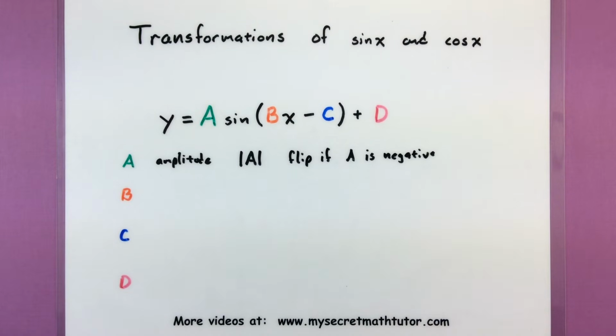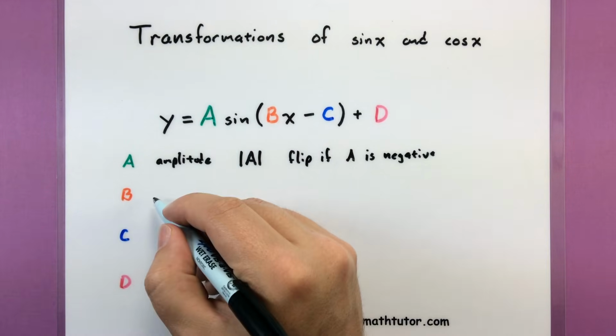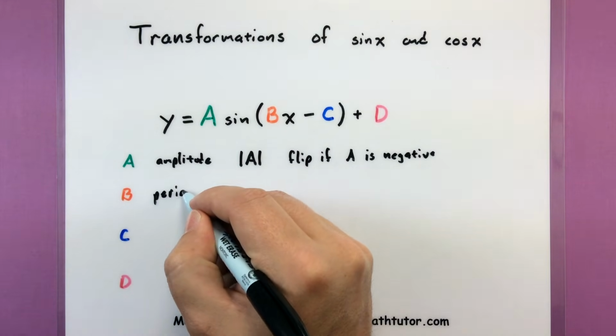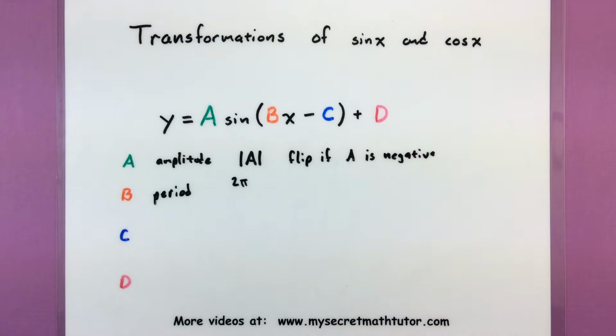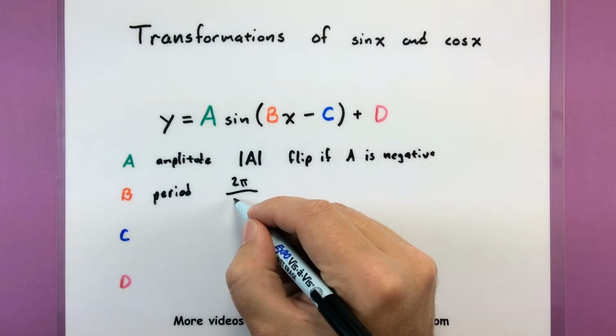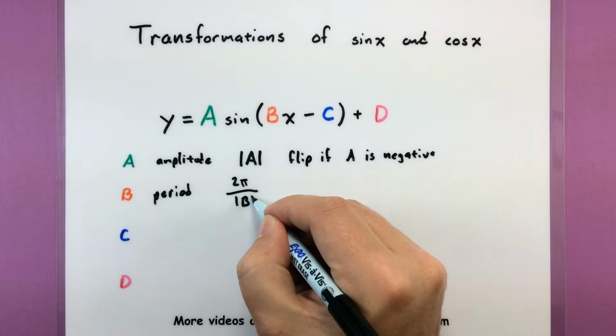All right, on to our next value. B on the inside gives us information about the period. To find the period, you want to take 2 pi, that's the usual period of sine, and divide it by the absolute value of b.